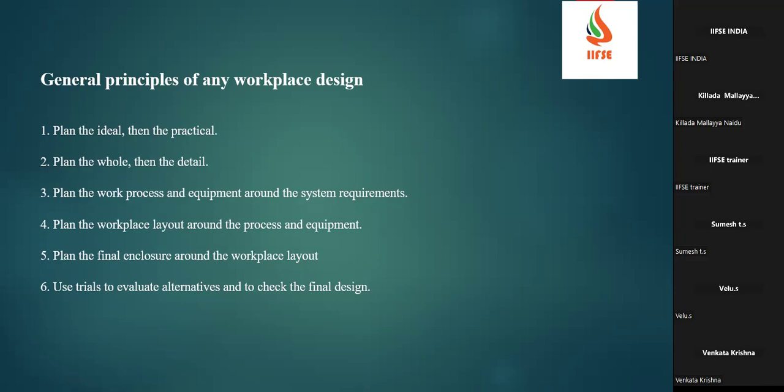Then plan the workplace layout around the process and equipment. This is how you are allocating the space. We have discussed this in point number 3, how you are arranging them in a way that they do not obstruct each other, or restrict work with the other equipment.